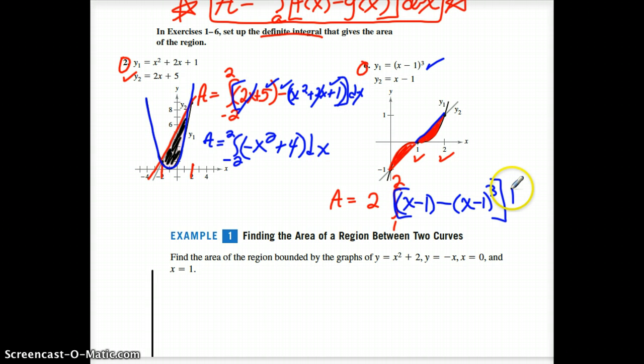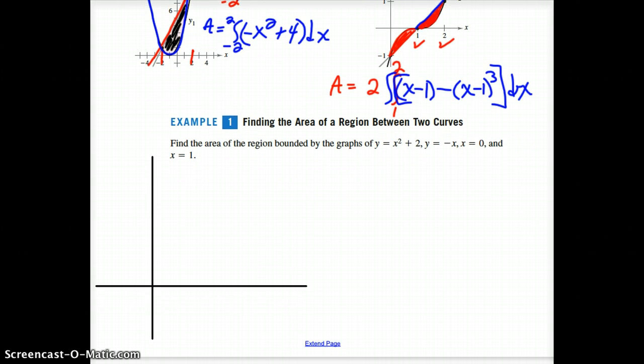And I'm going to integrate that with respect to x. And I lost my integral symbol in there. So there we go. Very straightforward. So next one up, I'm going to be finding the area between 2 curves.